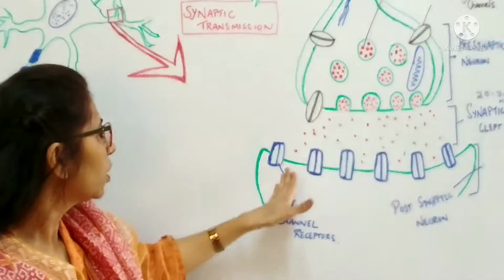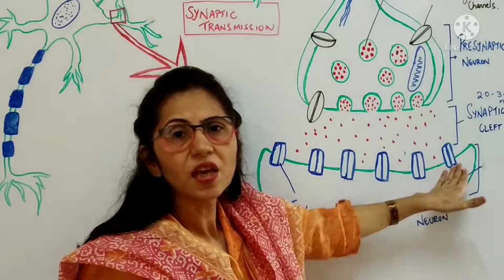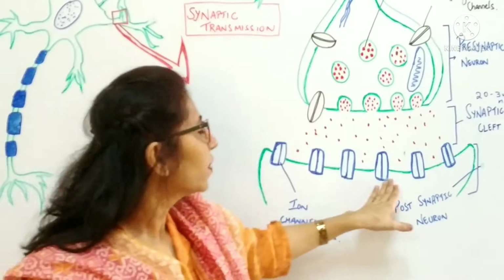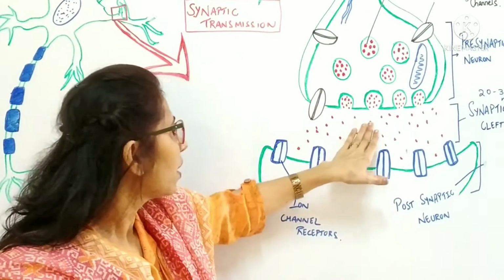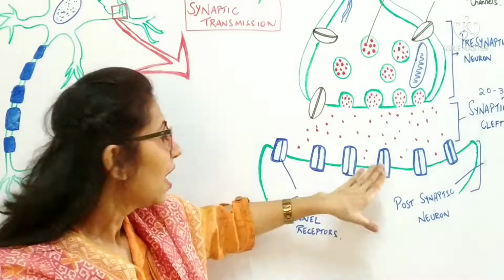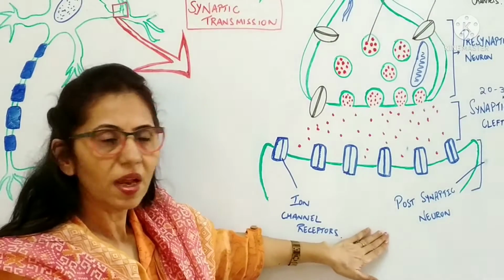Now this postsynaptic neuron, on its membrane, it has ion channels. So there could be different types of ion channels, and the receptor will bind to a specific ion channel and bring about change in the postsynaptic neuron.